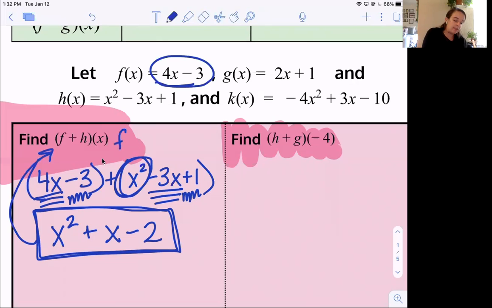So I'm doing the f of x equation plus the h of x equation. The f one was here, the h one was there. So in the next equation, what two letter equations are we going to be putting together? Which two?